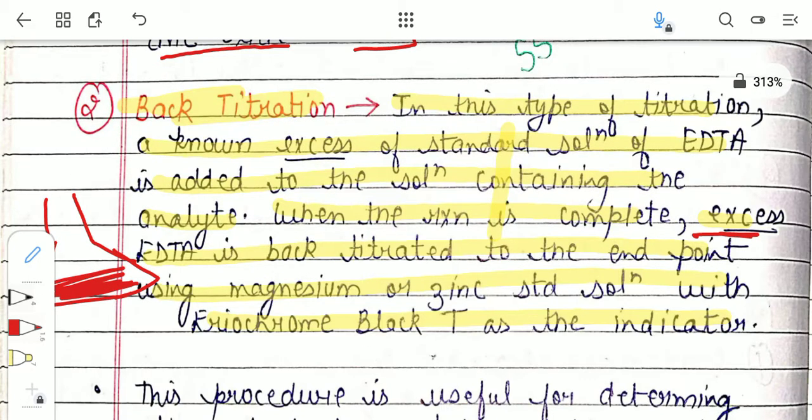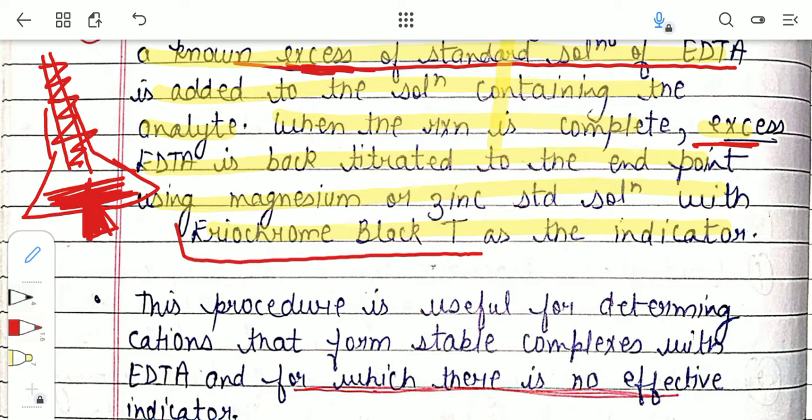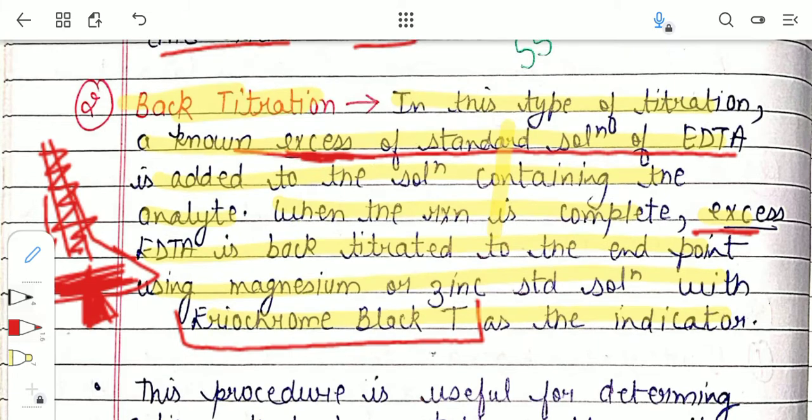A known excess standard solution of EDTA is added to this solution, and the amount of EDTA which has to react with the metal ions in the sample will react and some amount will remain free. There will be some free EDTA which will not react because EDTA is taken in excess. Then that EDTA is titrated with the standard solution of zinc or magnesium, and by using some suitable indicator the endpoint is determined. This is all we do in back titration.